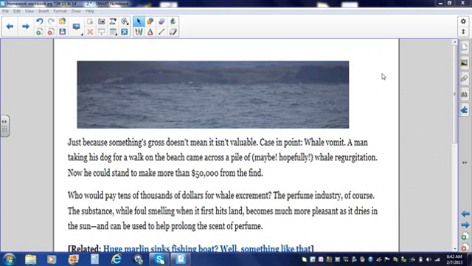And our last news caption of the day. Just because something's gross doesn't mean it's valuable. Case in point. Oh, hope you've had lunch already. Whale vomit. Yeah, check this story out. A man's walking down the beach. He's got his dog with him. And he comes across this thing on the beach. Whale regurgitation, code for whale vomit.